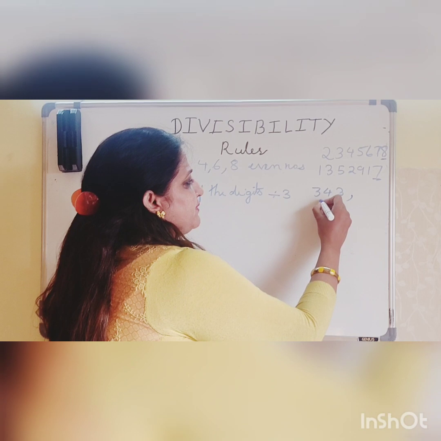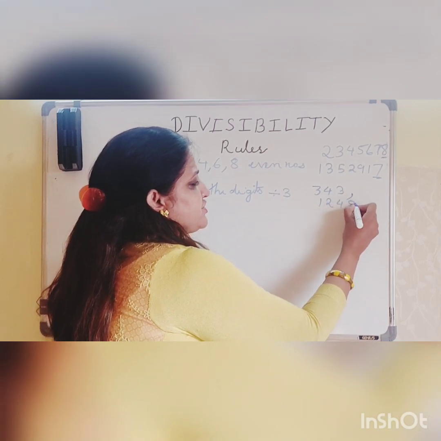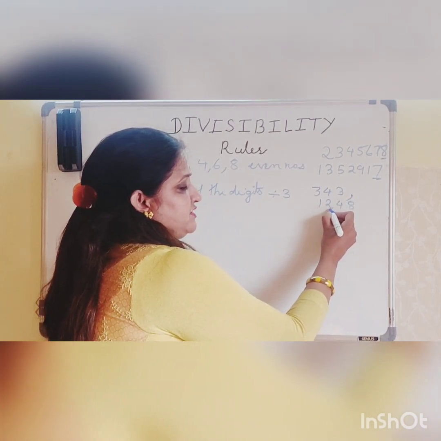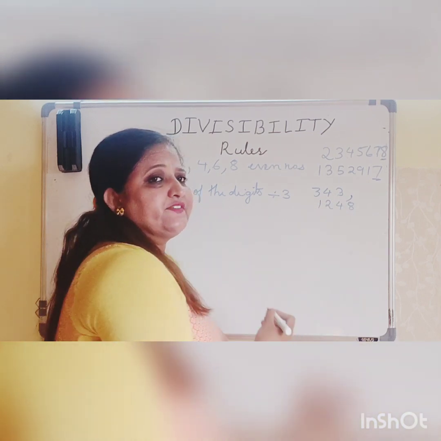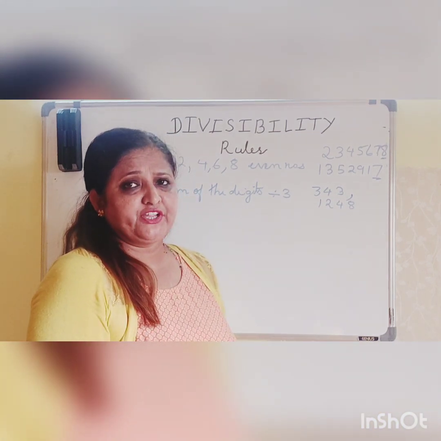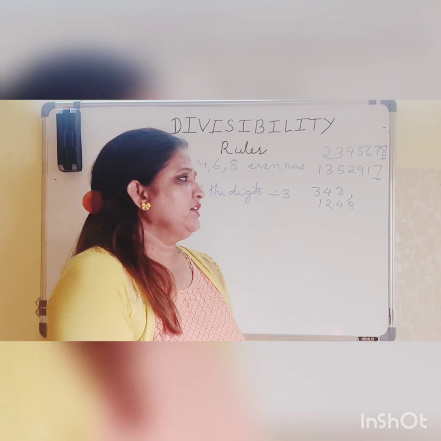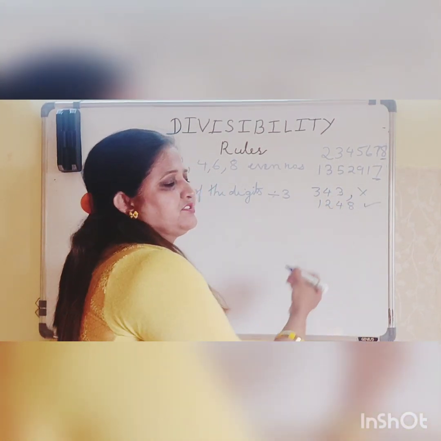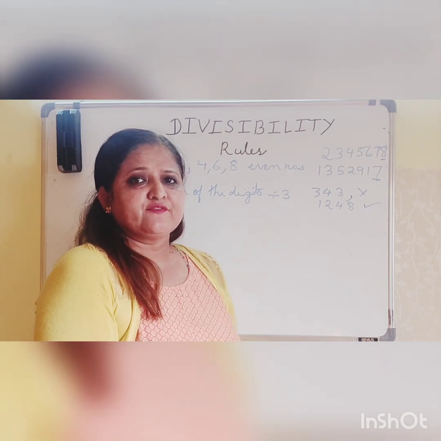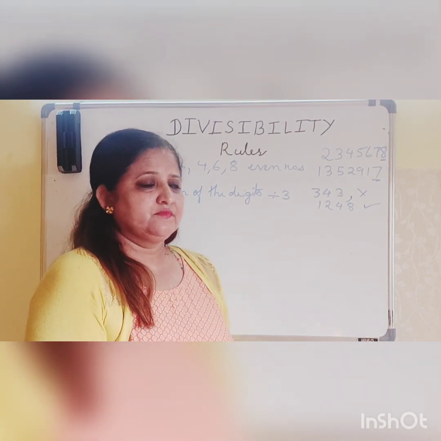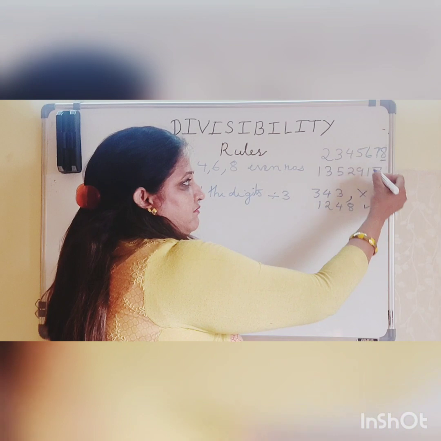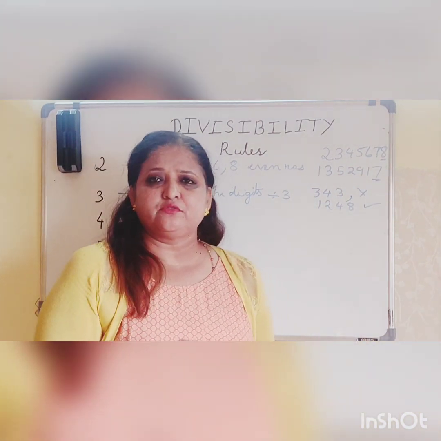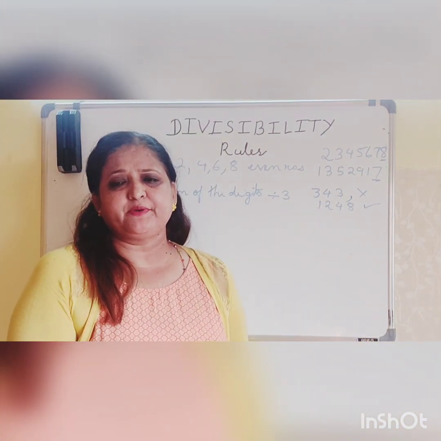Let me pick up one more example. Say 1, 2, 4, 8. 1 plus 2 is 3. 3 plus 4 is 7. 7 plus 8 is 15. 15 is divisible by 3. So the entire number will be divisible by 3. This is not divisible, but this is divisible. So what do we have to do? Simply add up the digits. Here, you don't have to sit and actually divide the number by 3.